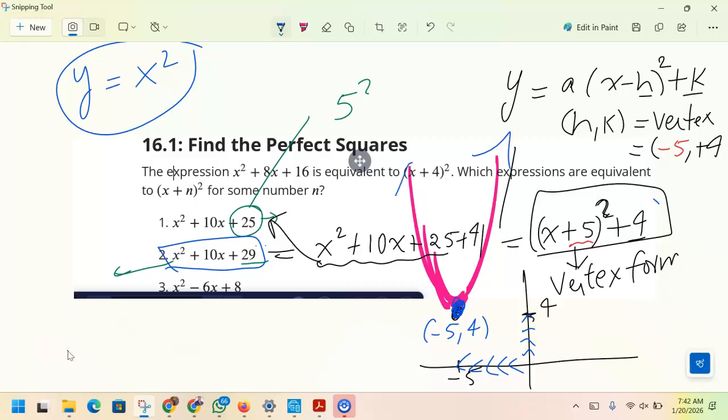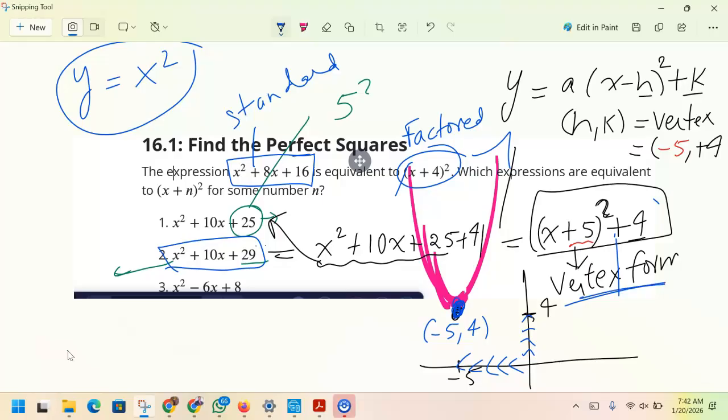So what did you learn here? This is called standard form. This is called factored form. There are so many different forms. This is factored, this is standard, both are quadratic, and the one that I did here is vertex form.